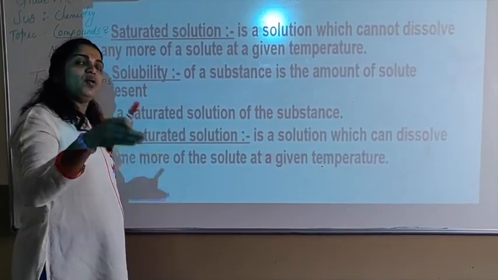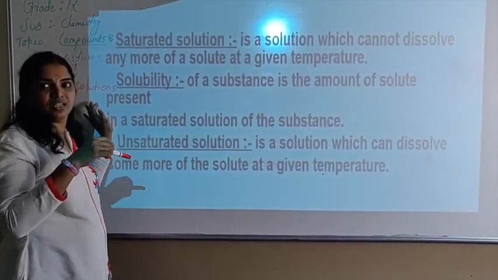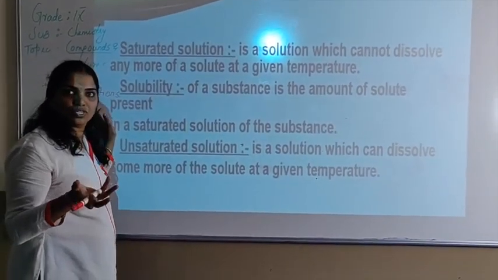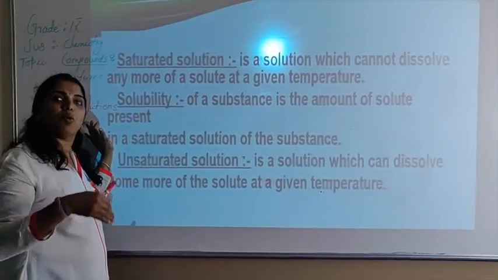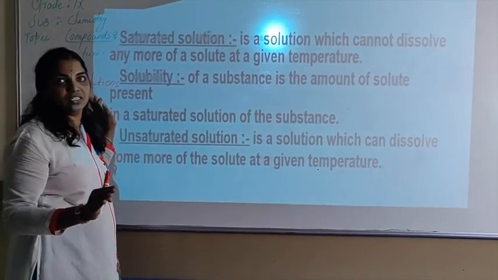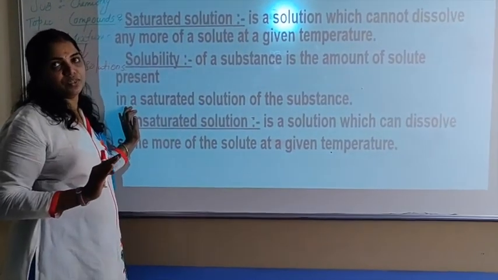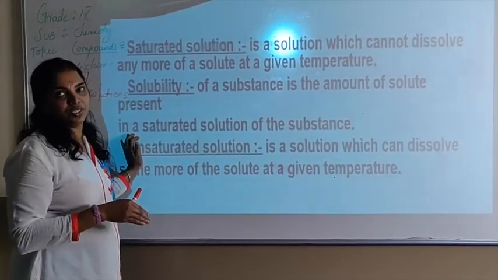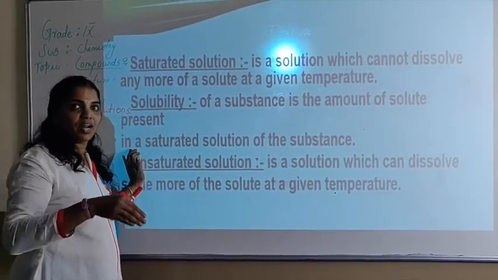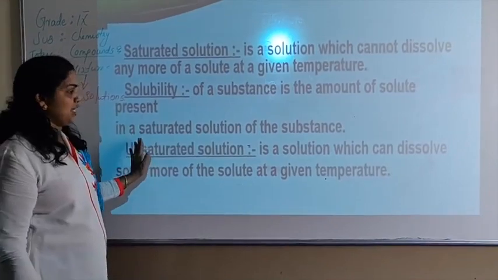And we can add more of this solute into the solution so that it is getting dissolved. So we are getting a solution in which more and more solute can be added. There is no limit reached. So that solution is known as unsaturated solution. We can add more and more solute into it. It has not reached its saturation level. If you are adding furthermore, it is getting dissolved. So that is known as an unsaturated solution at a particular temperature.